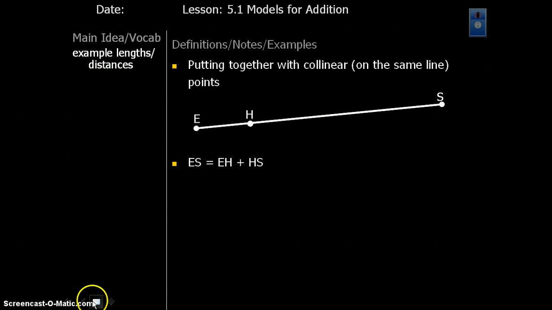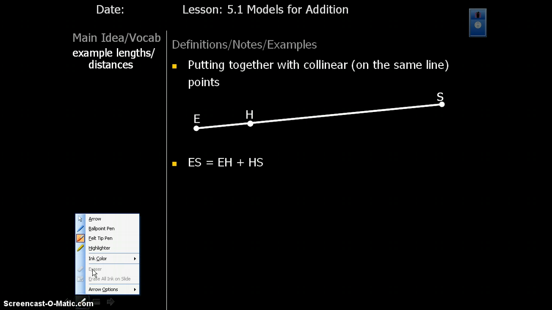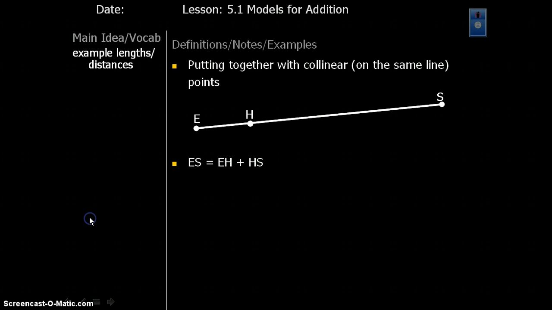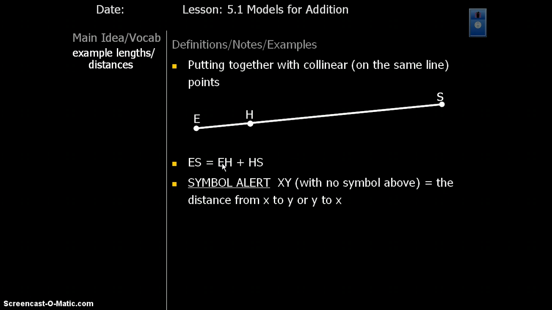So taking a look at each of these, that's what we're looking at. So here's a symbol alert that we need to take a look at. If you have a symbol indicating 2 points with no symbol above it, it's indicating a distance or a length from X to Y, or in reverse from Y to X.